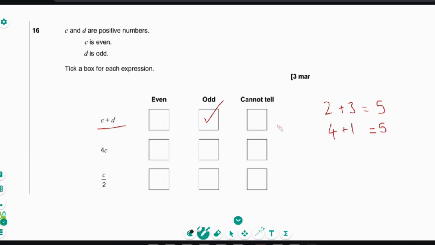4C. Okay, so what's 4 times an even number? Even. C divided by 2. So an even divided by 2. We've got an odd and an even, so I can't tell.